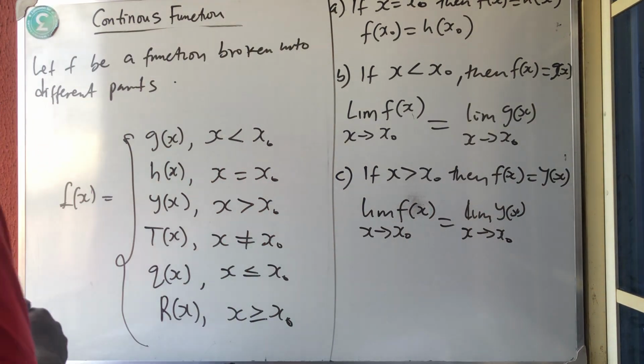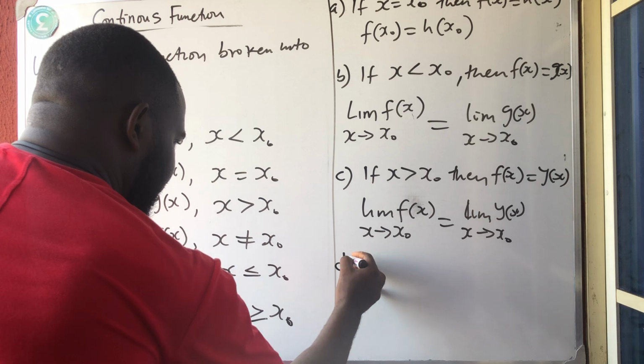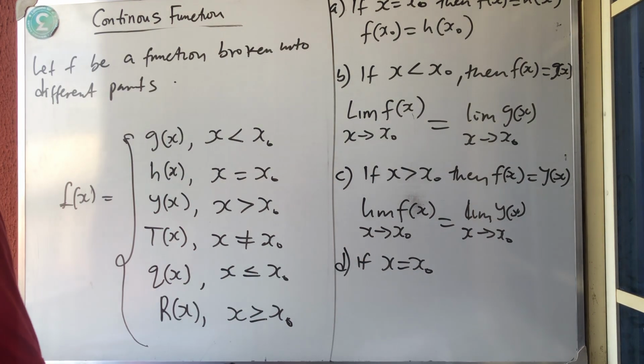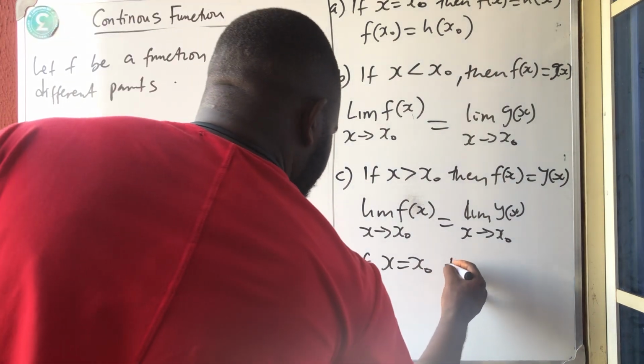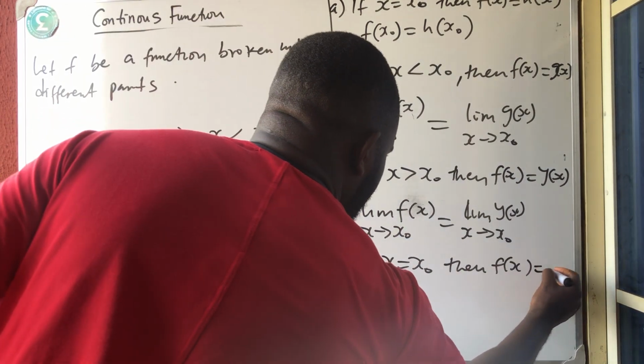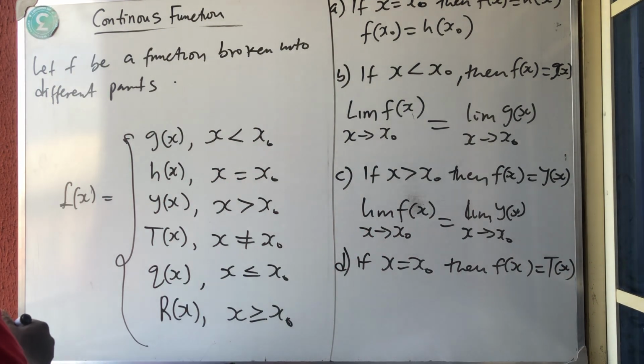Okay, then the next one, d, if x is not equal to x naught, okay, then our f of x is equal to what? T of x. Okay, then how do we verify this one? It is used to determine that the limit of f of x is equal to this. We still use limit whenever they are not equal.